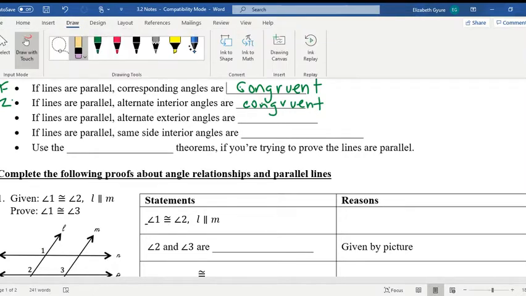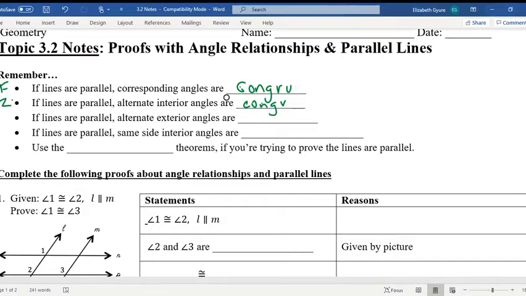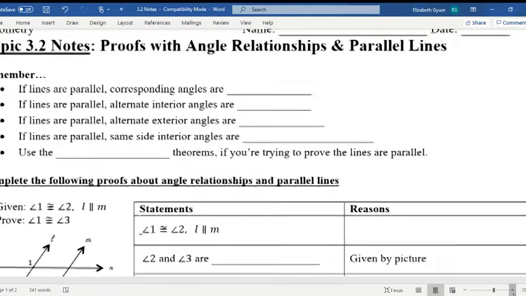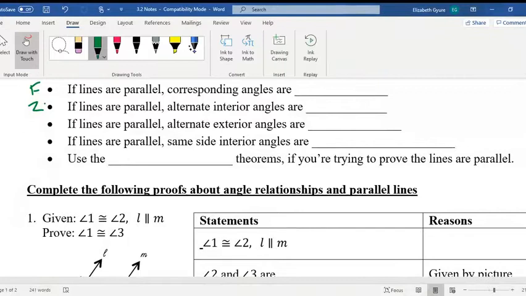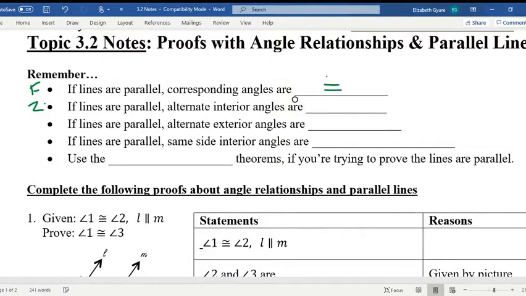Yeah, this is incredibly sloppy. Here's what I'm going to do instead. Congruent symbol instead. You guys can write it out or use the symbol, I don't care. If lines are parallel, alternate exterior angles, also congruent. That's going to be your opposite V shape. Right? One V is going in one direction, one V is going in the other direction.